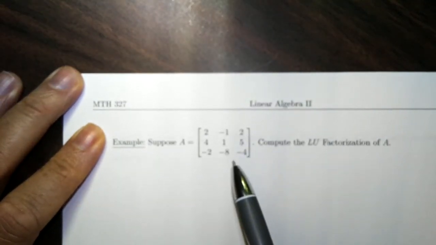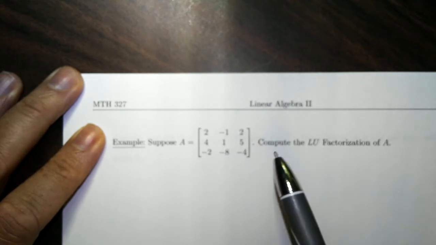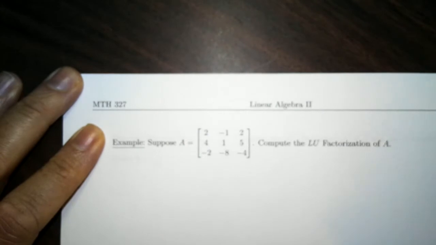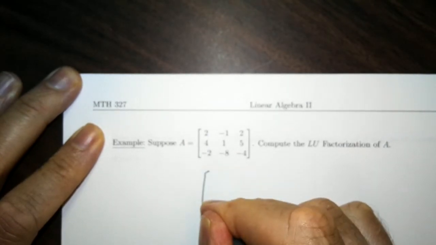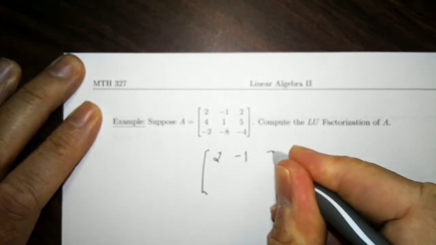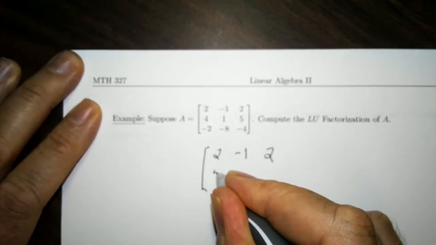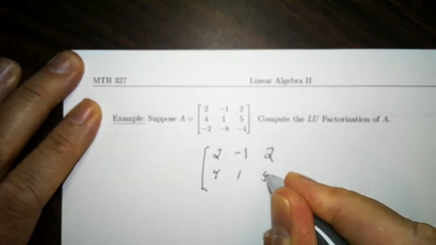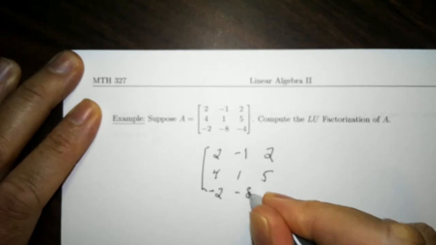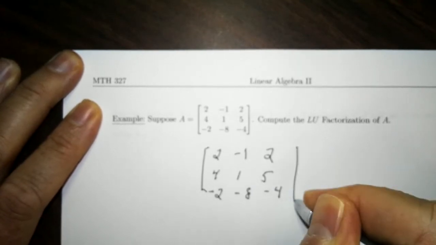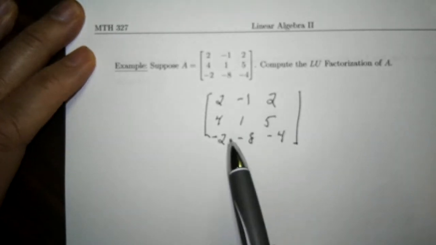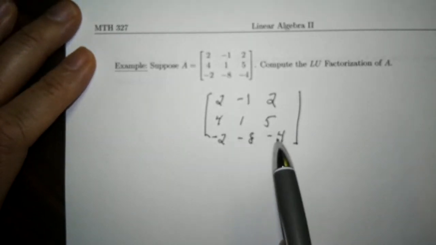Okay, so maybe this is a negative 2, negative 8, negative 4. Maybe that's not easier to see. Okay, so I'm going to write this matrix down so maybe you can see it a little bit easier. It's 2, negative 1, 2, 4, 1, 5, negative 2, negative 8, negative 4.